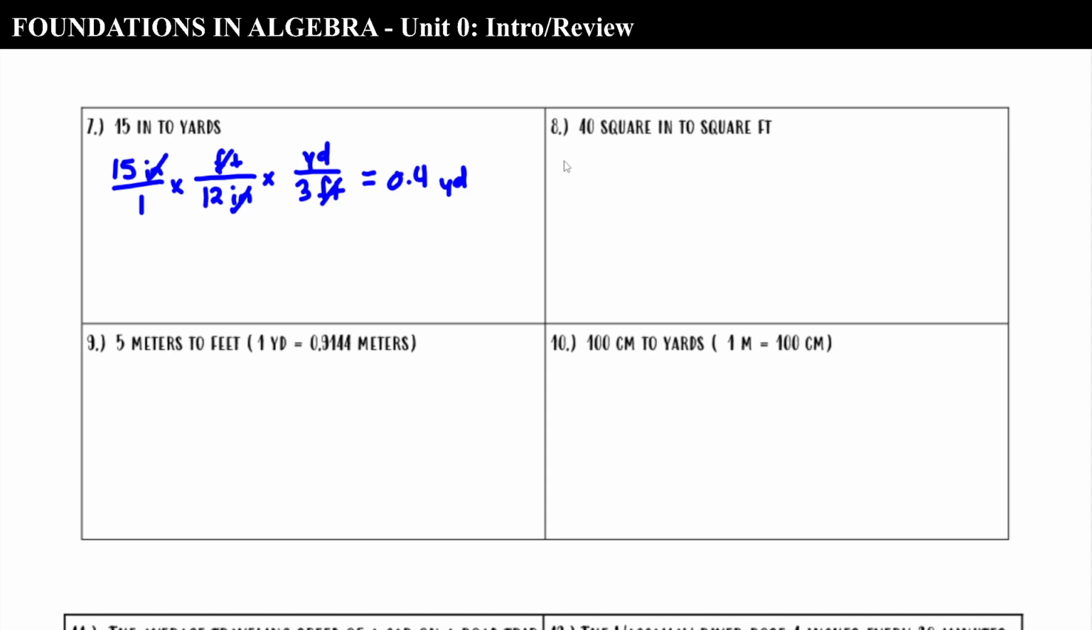Now 40 square inches to square feet. So we've got 40 inches squared, and we're going to go to square feet. Well, we know that there are 12 inches in a foot, but we have to do this twice to get square feet and to cancel out both of our inches. So both of those inches cancel with both of those. So 40 divided by 144 gives us 0.3 square feet.